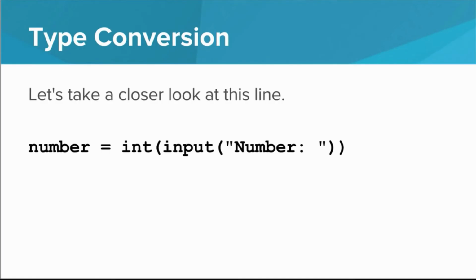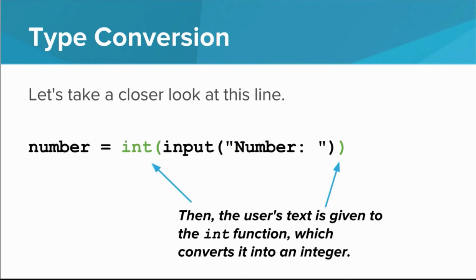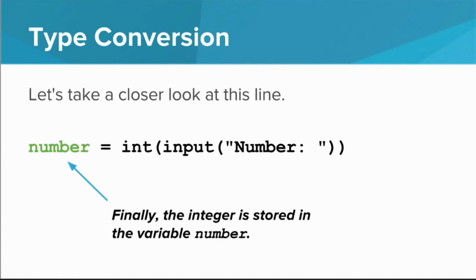Let's take a closer look at this line. There's a lot going on here, and it's easy to get overwhelmed by the parentheses. The key is to evaluate from the inside out. First, the input function runs as it normally would. Python prints a prompt and pauses while the user enters text. Then, whatever the user types is given to the int function, which converts it from a string into an integer. Finally, that integer is stored in the variable called number.